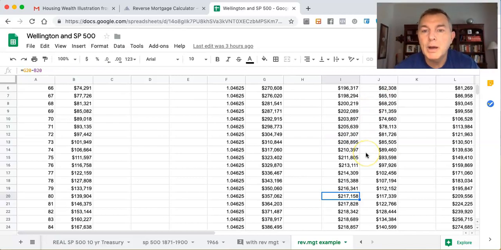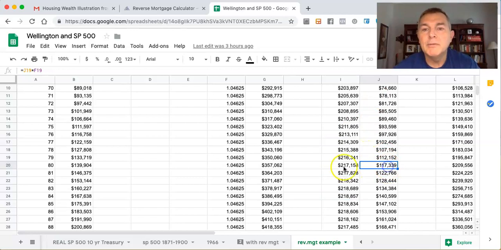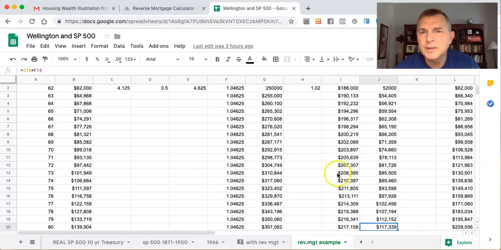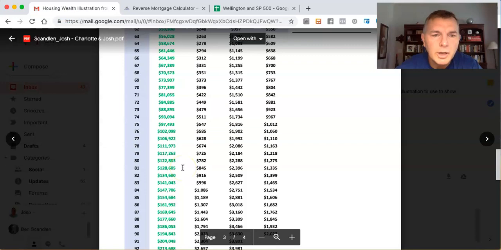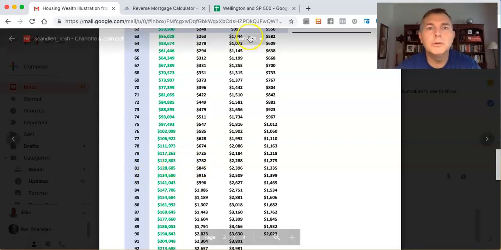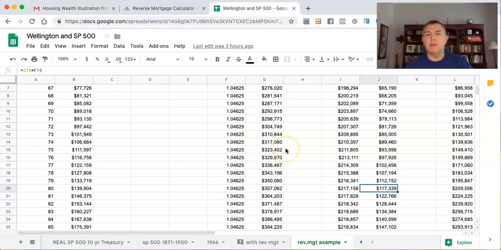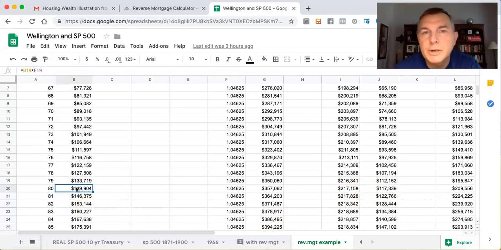My line of credit amount here, I got 117. Again, I'm just using a couple different things. When I'm 80, I've got my line of credit at 117. Let's see what that does with these numbers here. When I'm 80, he's got 122. So I'm basically spot on. Well, that's pretty cool. I'm basically spot on, off by just a bit. That's fine. So what's happening here is, yes, my loan amount has gone to 139.